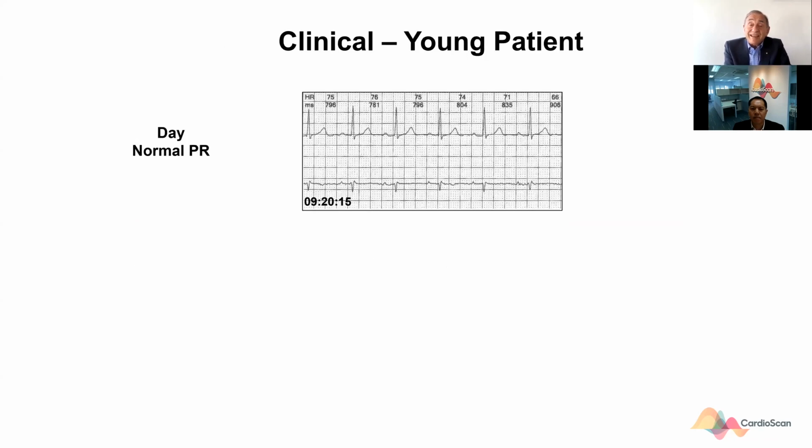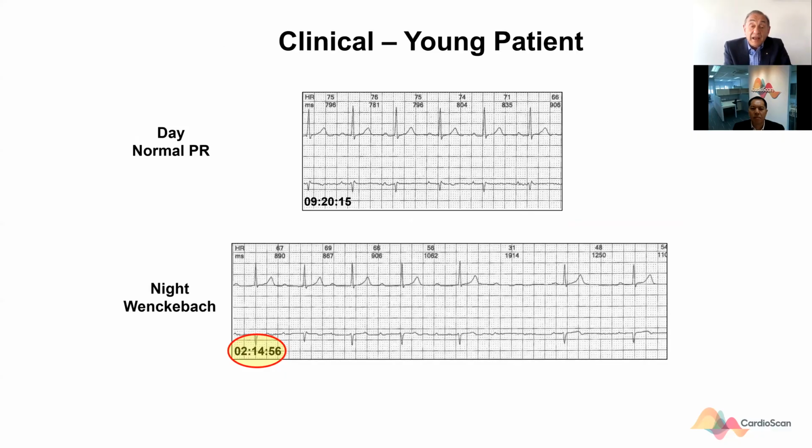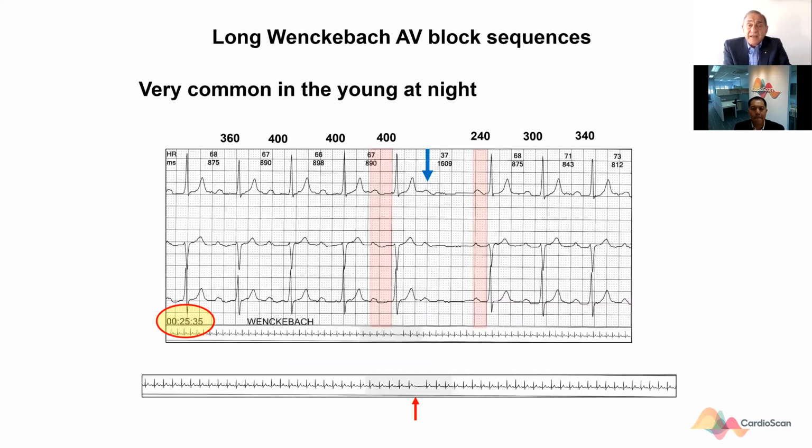Let's have a look at this clinically in a young patient. We can see that during the day, the PR interval is normal. And then at nighttime, you can see now that there is a Wenckebach sequence here. Again, the 3 absolute features. This phenomenon is vagal in the young and is physiologic rather than pathologic in the vast majority of young patients.